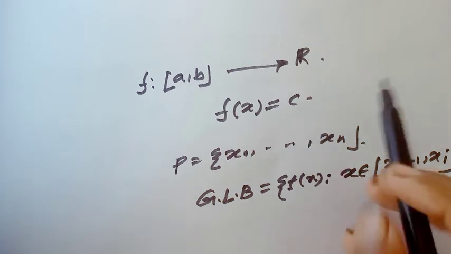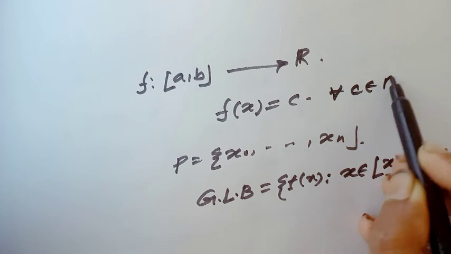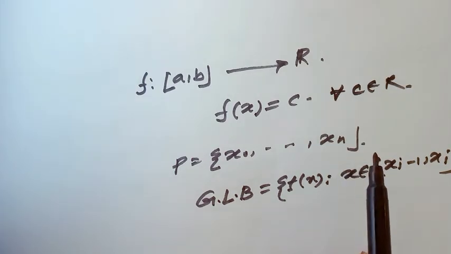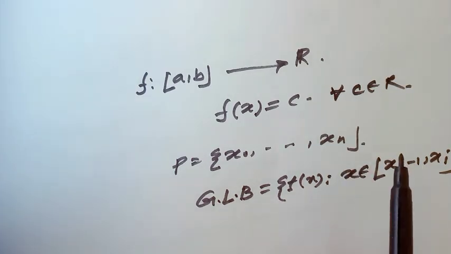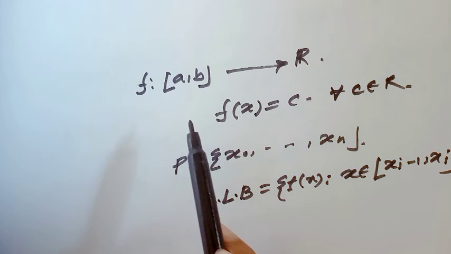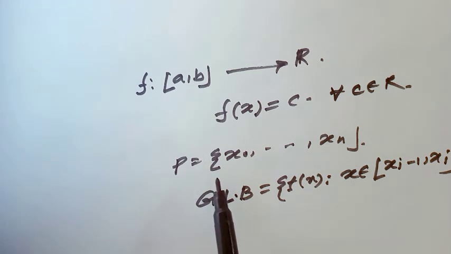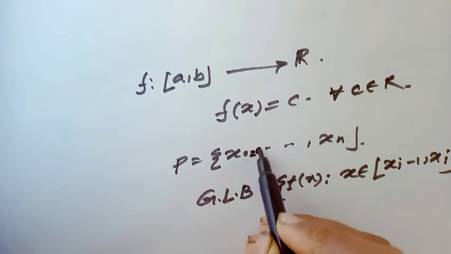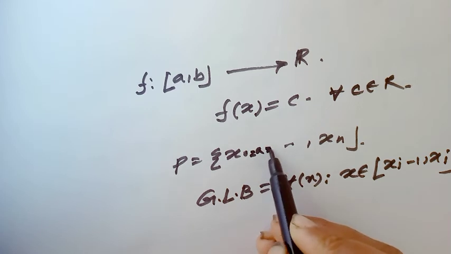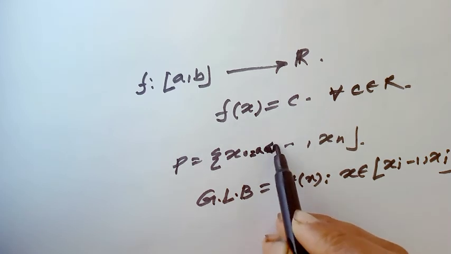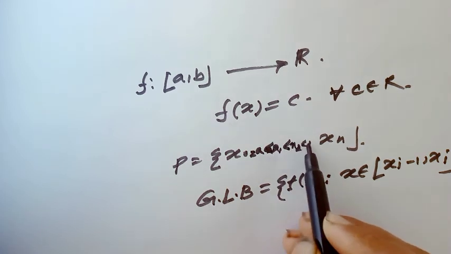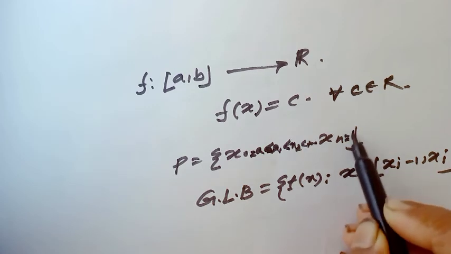where c belongs to any real number. Here it means the function is a constant function. At first, for this we have to partition [a, b]. Consider a equal to x0. The partition looks like x0 < x1 < x2 < and so on, xn = b.